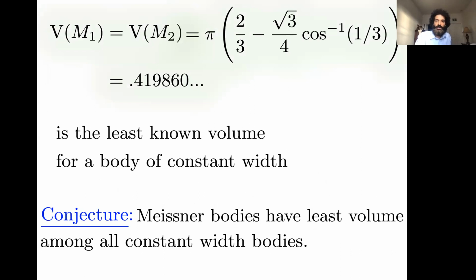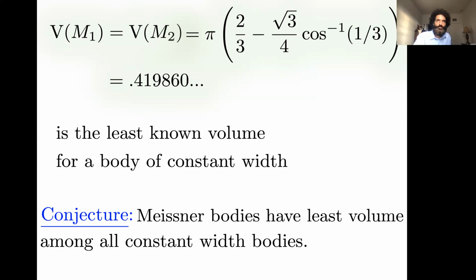Both of these shapes turn out to have the same volume, which is stated right here. So it's about 0.42. It is non-trivial to compute this. I don't know of any easy calculation to do it. This cosine of 1/3 was that dihedral angle, the angle between 2 of those planes that we were just discussing. So it's natural that it shows up. And this is the least known volume for a body of constant width.